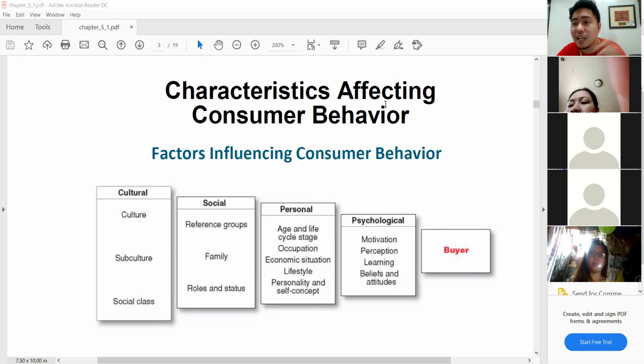Okay, second one is family. So these can affect our consumption values as well.